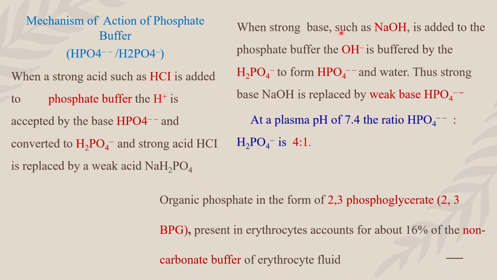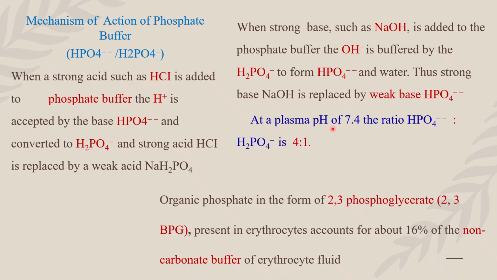When a strong base such as NaOH is added to the phosphate buffer, then OH minus is buffered by the H2PO4 minus to form HPO4 and water. Thus, the strong base NaOH is replaced by the weak base HPO4. So this is another way to compensate for the effect of excessive hydroxyl ions.